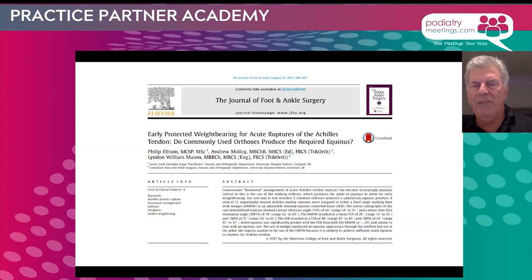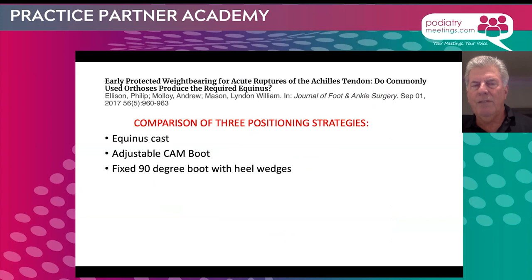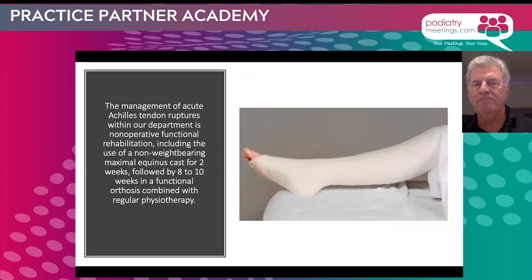They took a group of patients, all with ruptured Achilles tendons, and they treated them with 3 different offloading strategies after the rupture. One strategy was to use an equinus cast in full equinus. Another intervention is an adjustable calibrated ankle motion boot. And finally, a fixed 90-degree boot with the heel wedges I showed you previously. So this is the maximal equinus cast, which in this study was left on the patient for 2 weeks, and then they were progressed into one of the 2 orthoses I just mentioned.